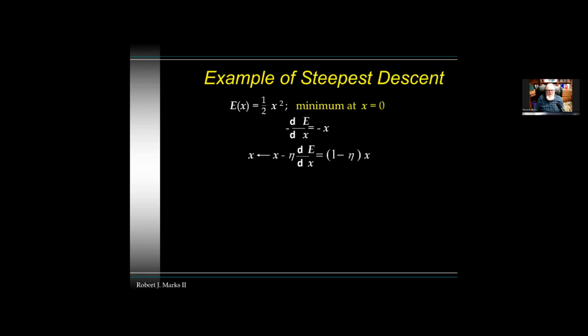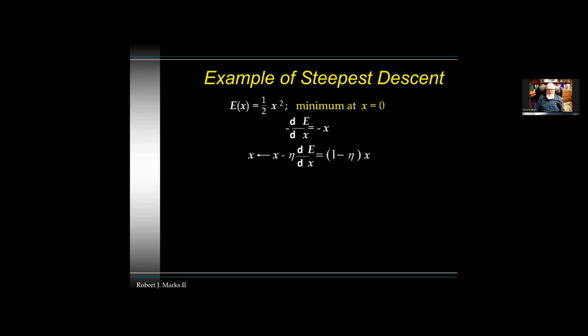So let's take an example. Let's suppose that the error is one half x squared. Now, one half x squared has a minimum at x equal to 0. We all agree with that, right? It's a parabola, and it has a minimum at x equal to 0. Its derivative, and minus the derivative with respect to x is the distance downhill, is equal to minus x. So therefore, we replace x, our new estimate of the minimum, by x minus a step size times the direction downhill, dE/dx.